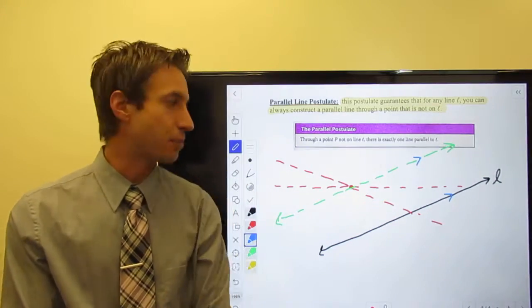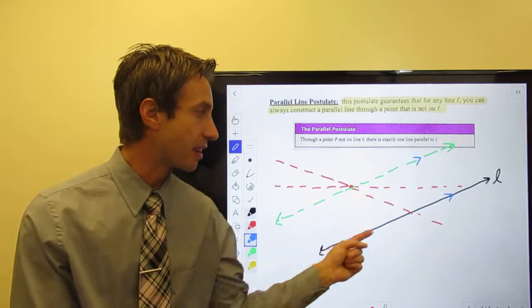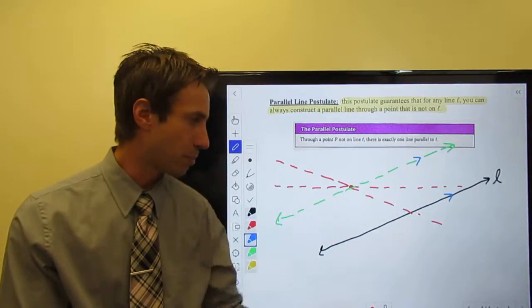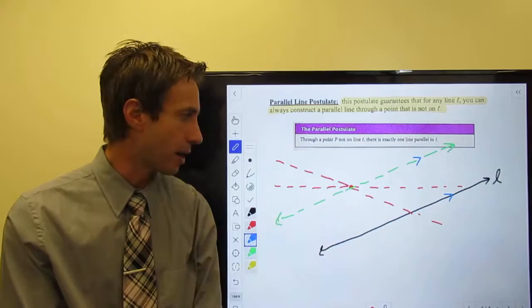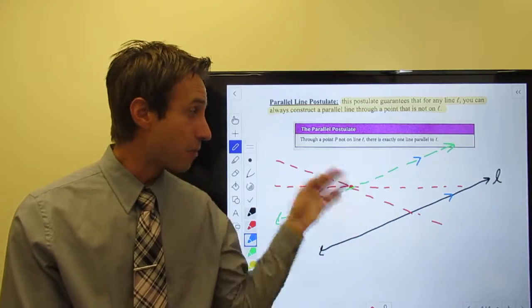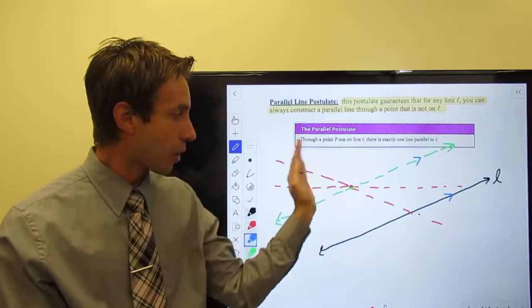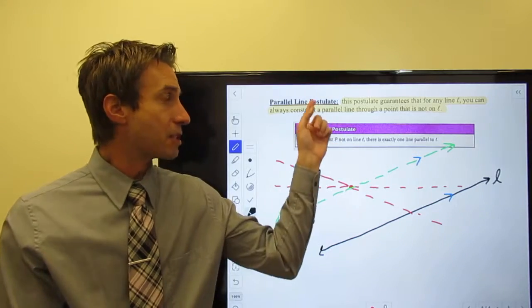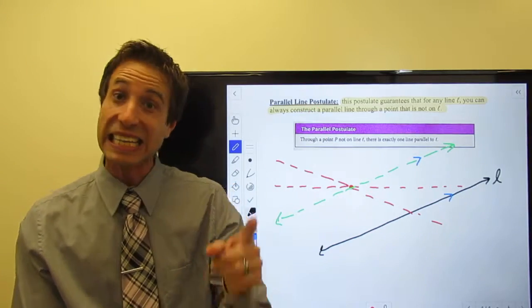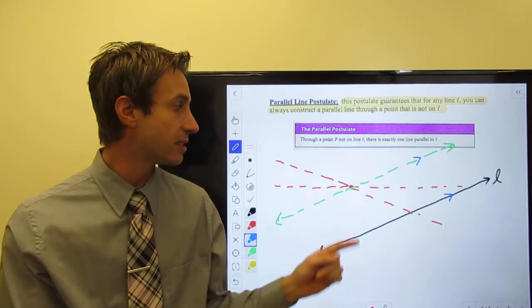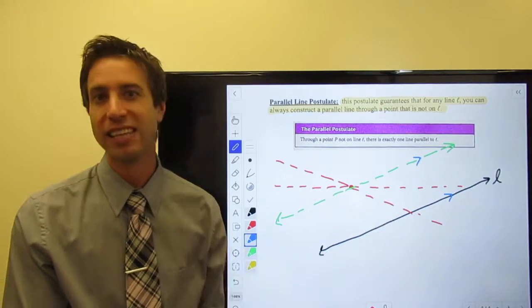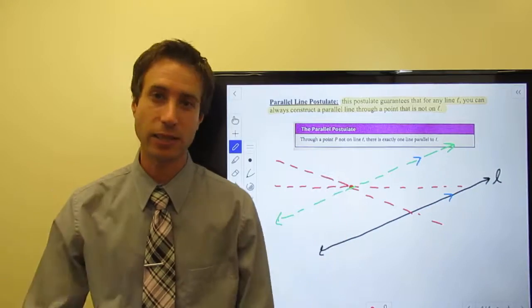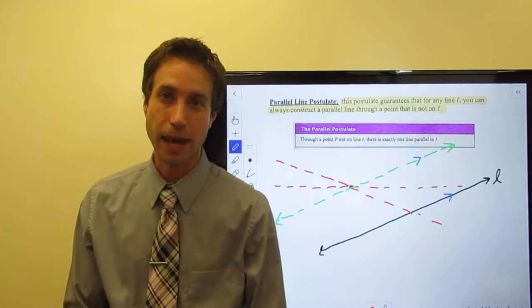So the idea is simply this. I have line L and any point. Put the point anywhere you want to. There's an infinite number of ways, right? I can draw that line going through that point any way I want to. There's an infinite number of lines. But this postulate is guaranteeing that at least one of those lines is going to be parallel to the line that I drew. And that's it. That's all it's simply saying, the parallel line postulate.